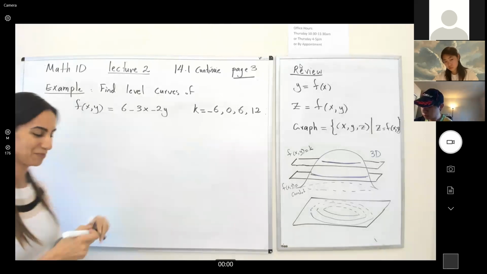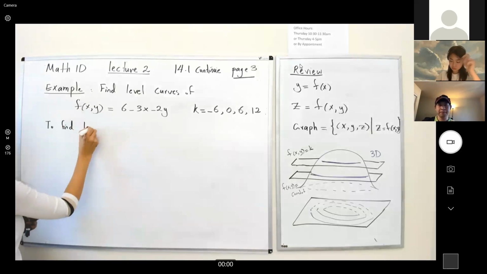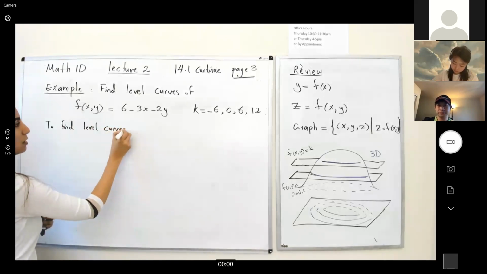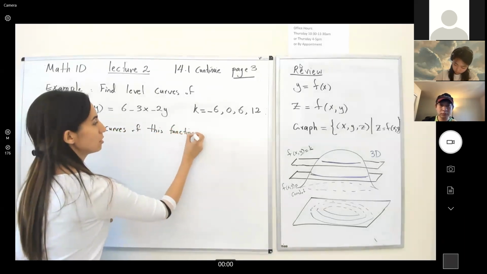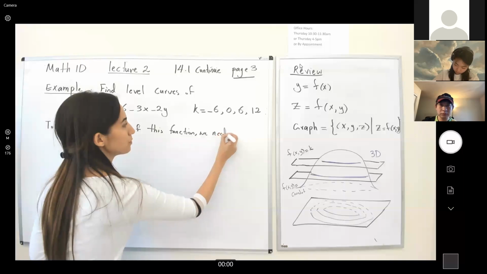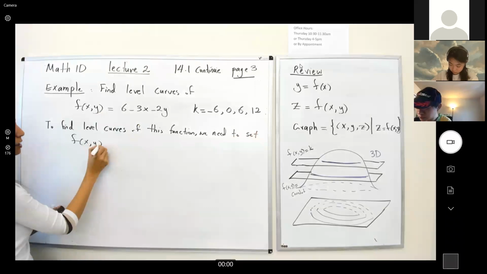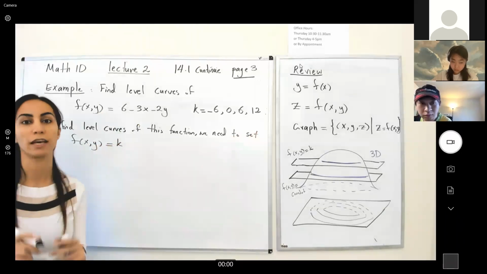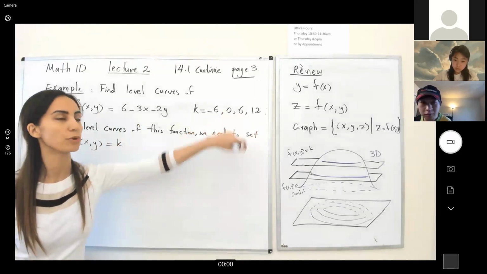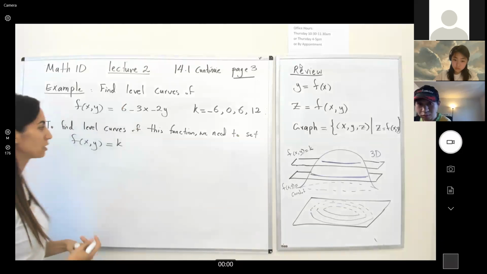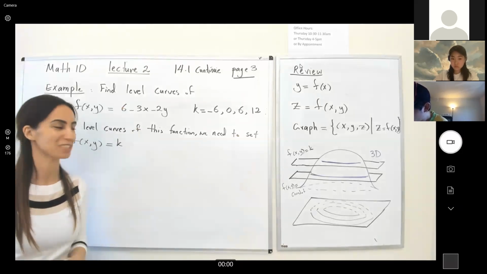Well, let us start. So to find level curves of this function, we need to set f of x and y equal to each k. How many k's do I have? 1, 2, 3, and 4 k's. So one by one, I'm going to solve these equations.